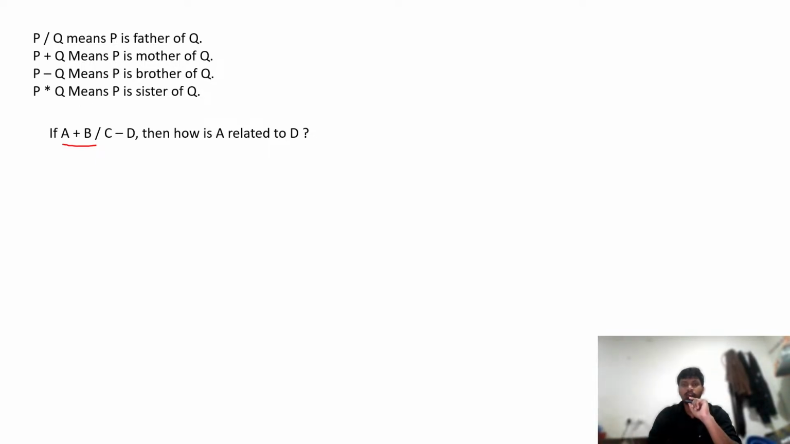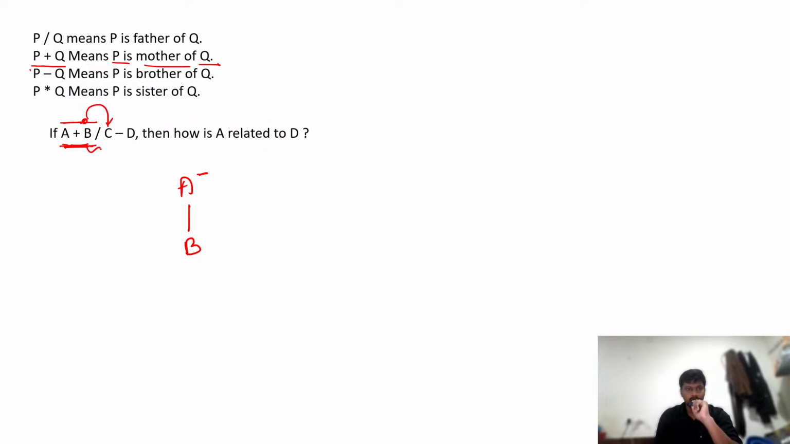You have to link your symbols with the given meanings, then you have to solve the problem. How you are going to solve here is, every time you have to take two variables. What are the first two variables? A plus B here. A plus B means compare with P plus Q, P is mother of Q. Like that, A plus B means A is mother of B. That's it. So wherever you are stopping, add one more letter and read once again.